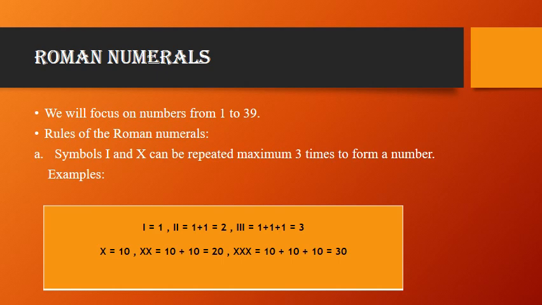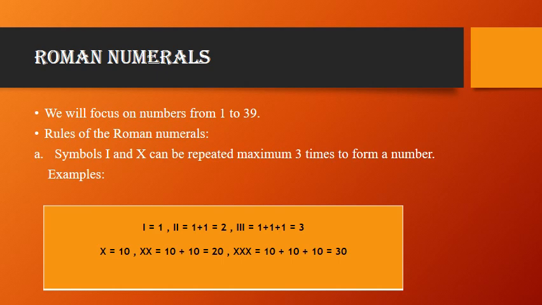Now, children, before moving further, we need to study some rules for Roman numerals. How will you write the Roman numerals? There are some rules for that. Your teacher is going to read all the rules one by one and I will explain them. So the first rule, children, A, I have written on the screen. Symbols I and X can be repeated a maximum of 3 times to form a number.